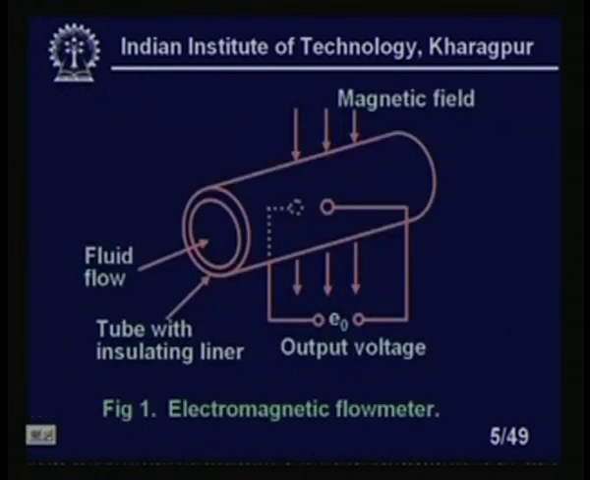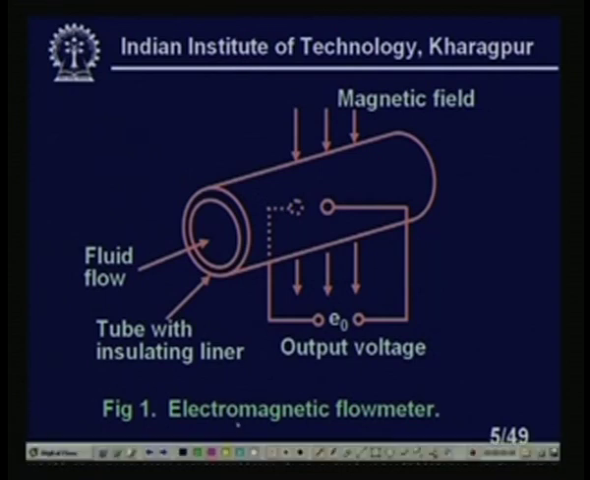This is our pipe. So you see what is capital L. Capital L, if you look here, will be the diameter of the pipe, is it not, the inner diameter of the pipe. V is the velocity of the flowing fluid and B is the magnetic field intensity or flux density, which is acting on the conductive fluid.